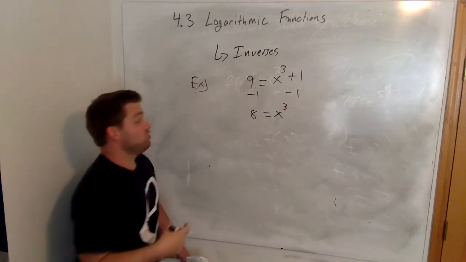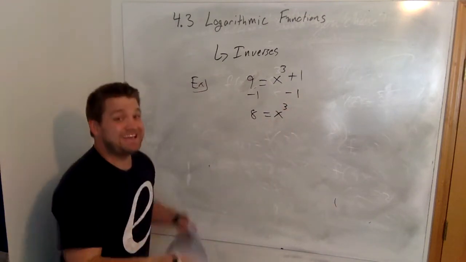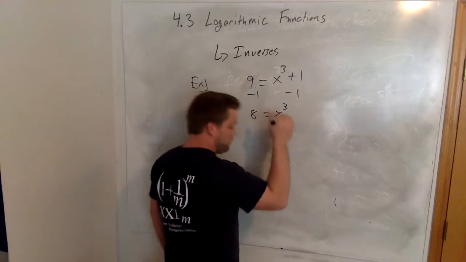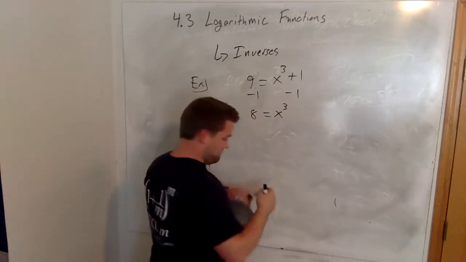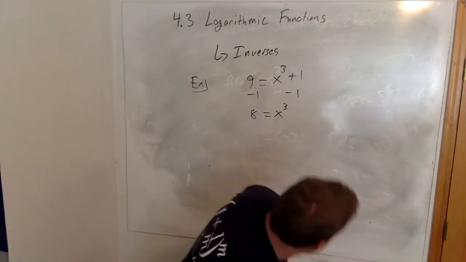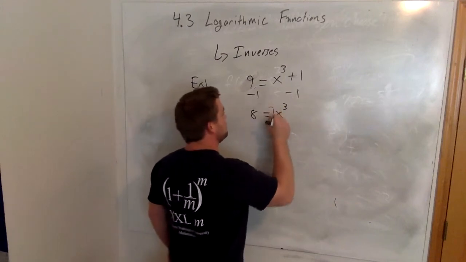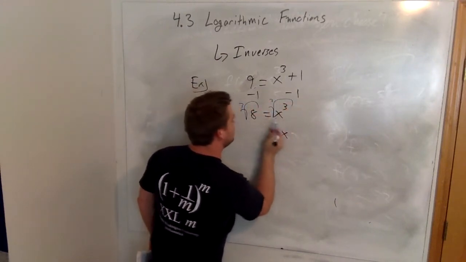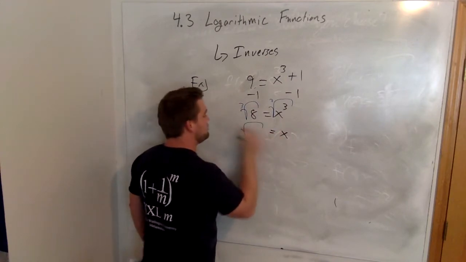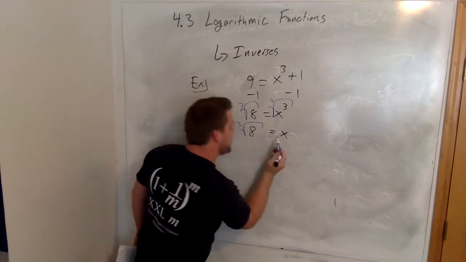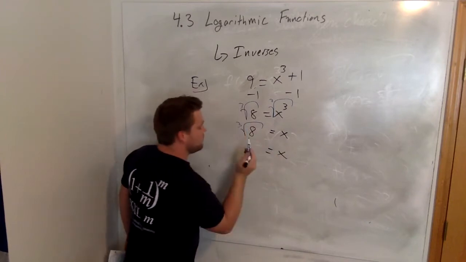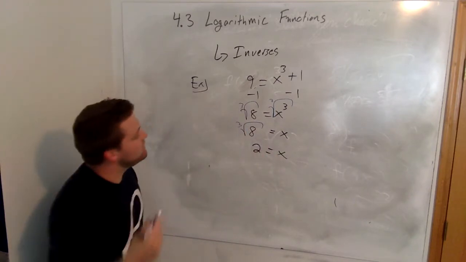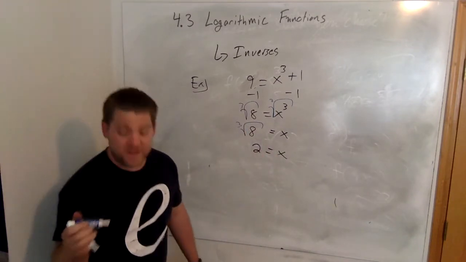Okay, how do I undo this? I took a number and I cubed it. I want to apply the inverse operation. So we apply the inverse to both sides. So we'd have that x would just be the cube root of 8. Or x would be, what? 2. So inverses are great for solving equations.